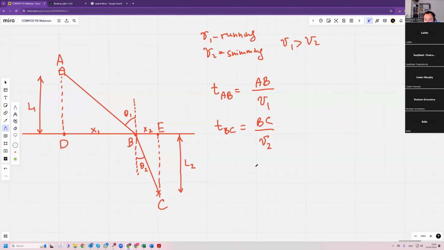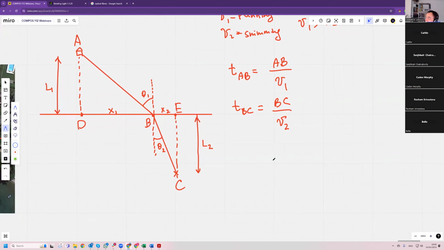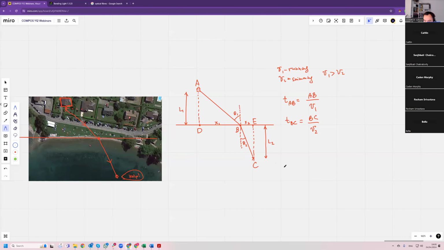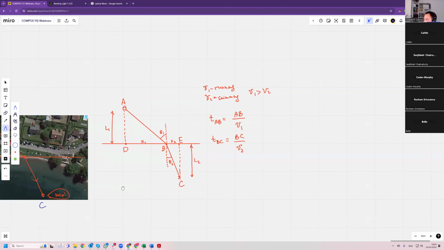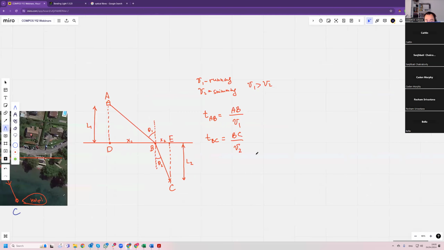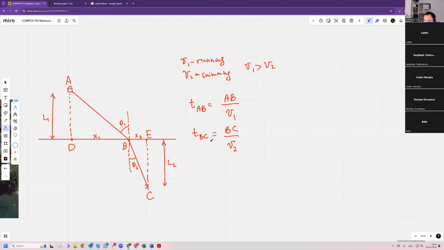It's probably one of my favorite problems in physics. You probably see what I'm getting at. Does everyone understand the problem that we're trying to solve? You're trying to minimize the time to reach point C. So you're at point A, you need to go to point C. Any questions on the setup of the problem?